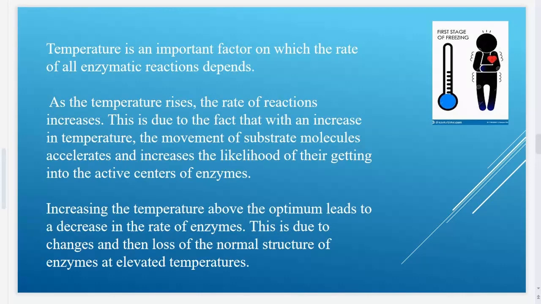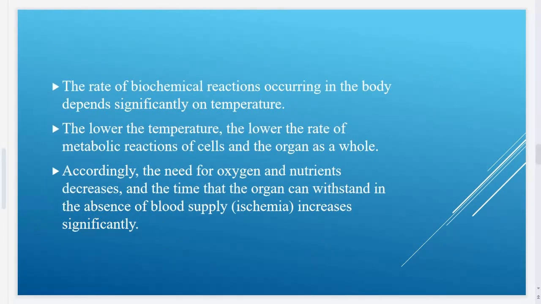At temperatures above 50 degrees Celsius, most animal enzymes undergo denaturation, the loss of their original structure. It leads to a complete loss of their activity and hence to metabolic disorders and cell dysfunction. Thus, the rate of biochemical reactions occurring in the body depends significantly on temperature. The lower the temperature, the lower the rate of metabolic reactions of cells and the organ as a whole.